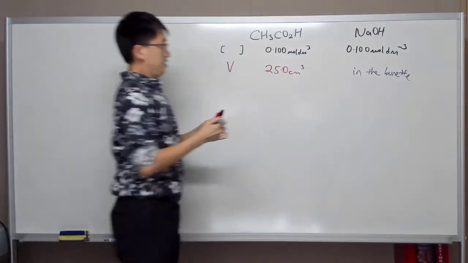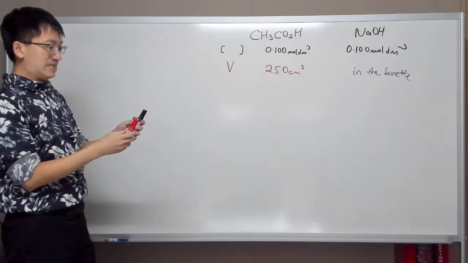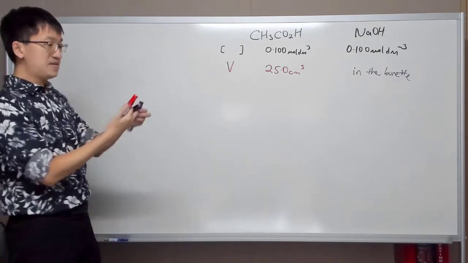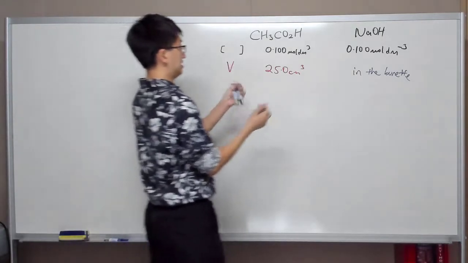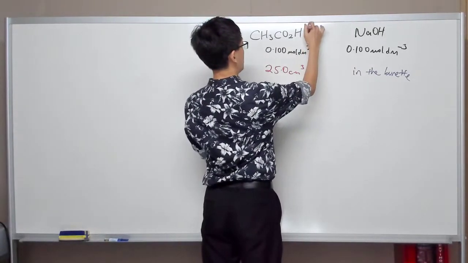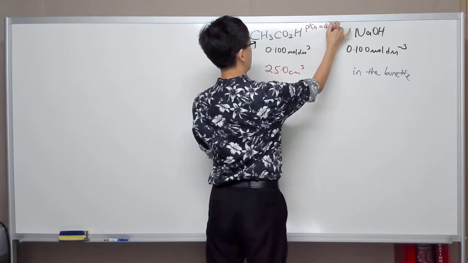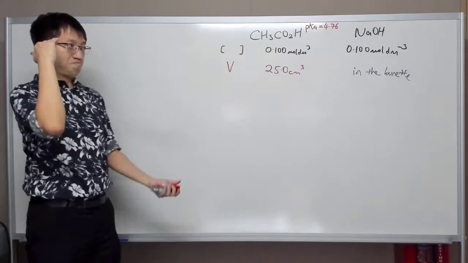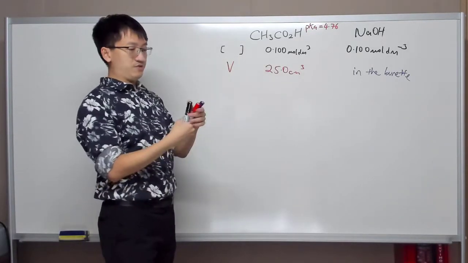The next information you might need is the pKa of ethanoic acid. The pKa of ethanoic acid is 4.76, so I'll just write it somewhere over here: pKa equals 4.76. A typical titration curve of ethanoic acid will actually look like this.